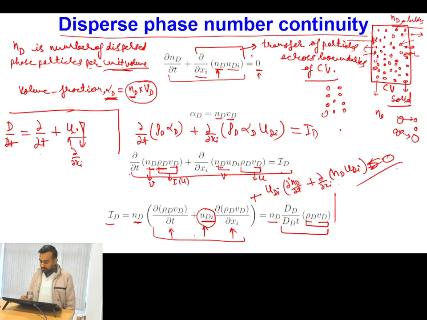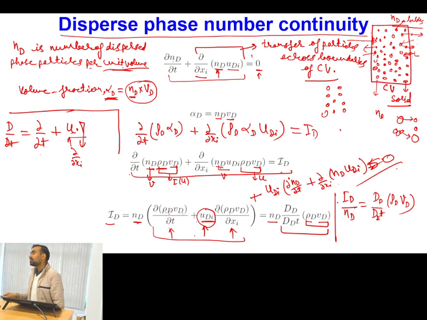Okay. So from here what will be Id by nd? Simply Dd by Ddt of rho d into Vd. So it means Id is the mass source term of the dispersed phase. So the mass source term of the dispersed phase per unit number of dispersed phase particles is equal to the total rate of change of the dispersed phase mass per unit control volume. This is how you can physically interpret this particular equation.